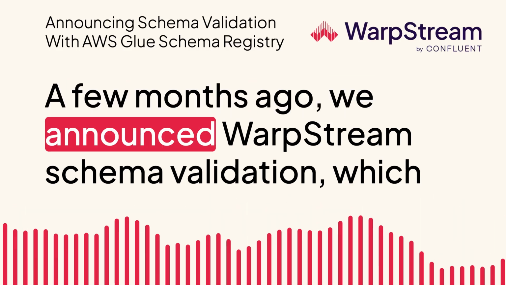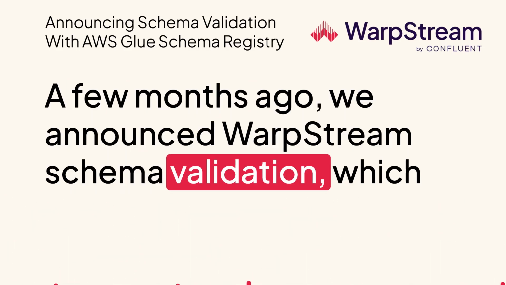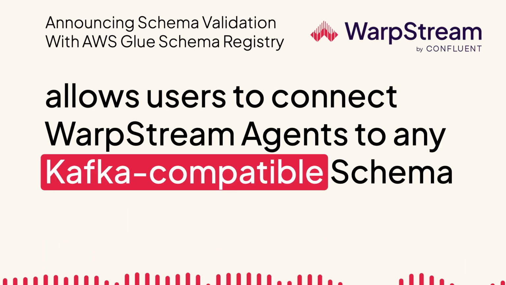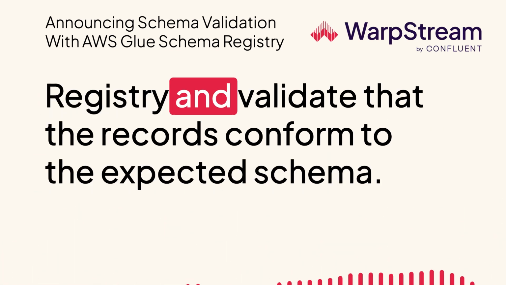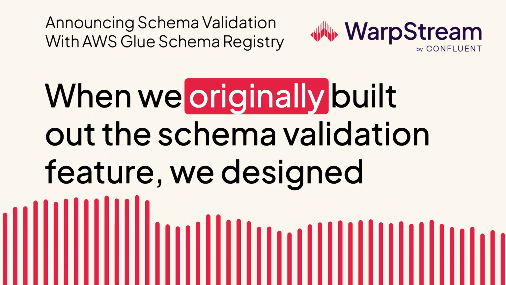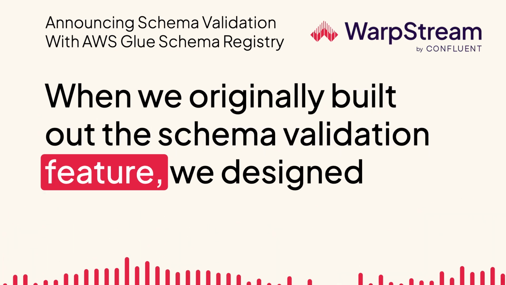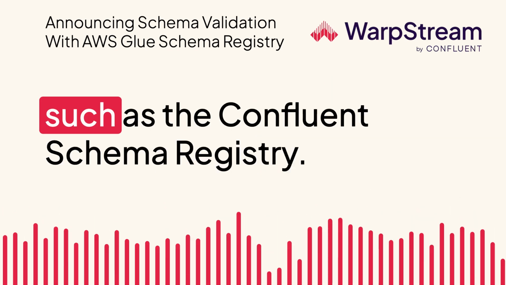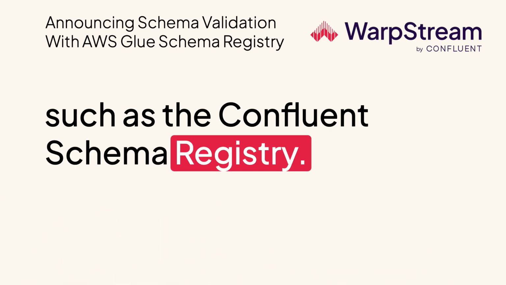A few months ago, we announced WarpStream Schema Validation, which allows users to connect WarpStream agents to any Kafka-compatible schema registry and validate that the records conform to the expected schema. When we originally built out the schema validation feature, we designed it to work with popular Kafka schema registries, such as the Confluent Schema Registry.